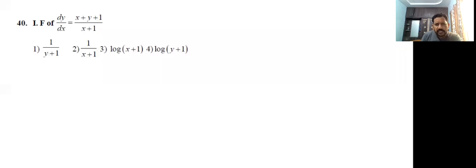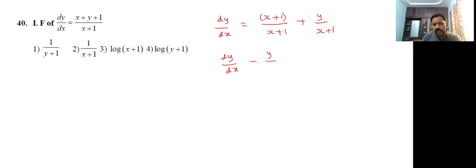dy/dx equals, split this: take that x plus 1 is 1 unit, divided by x plus 1, plus y by x plus 1. Okay, now dy/dx, y by x plus 1 sent to the left hand side, minus y by x plus 1. Then the right hand side is 1.